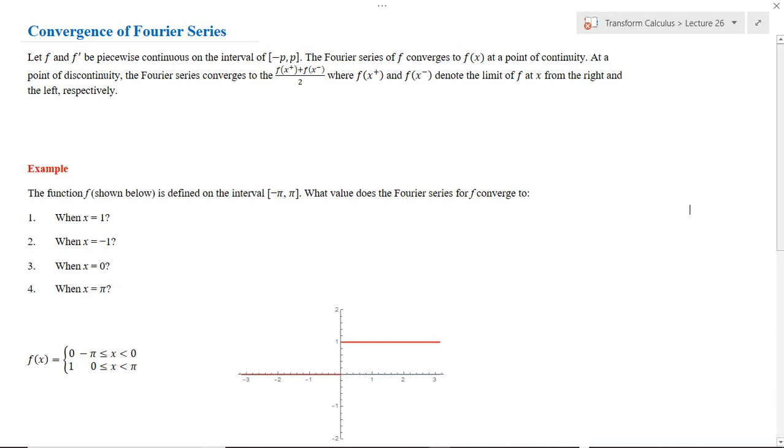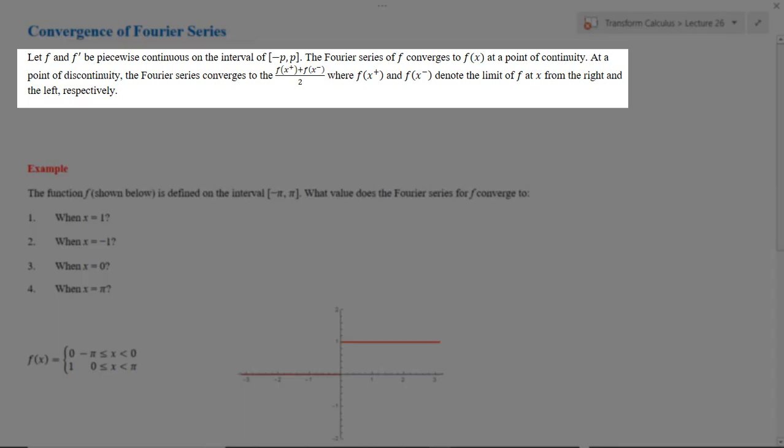So we want to see that for piecewise continuous functions, the Fourier series converges to what values. Let's assume f and f prime are piecewise continuous functions on the interval of minus p to p. The Fourier series of f converges to f(x) at the point of continuity. At the point of discontinuity, the Fourier series converges to (f(x+) + f(x-)) divided by 2, where f(x+) and f(x-) denote the limit of f at x from the right and the left respectively.